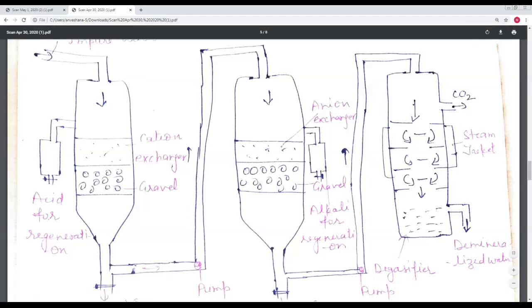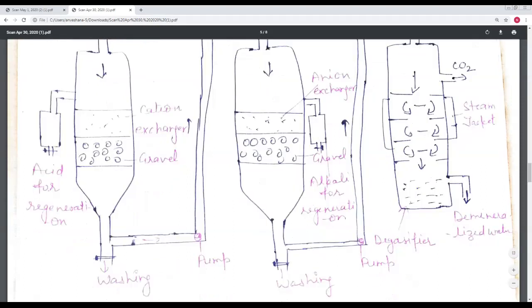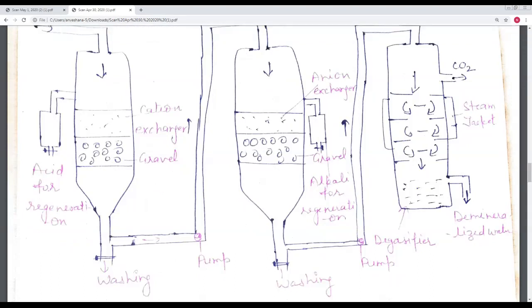In this column there is an anion exchanger, so that all the anionic part of hard water is replaced by the OH negative. In this anion exchanger there is R-OH, so OH replaces the anionic part of the hard water. And after that, the water no longer contains any cationic or anionic part. So now this water goes to the third column.